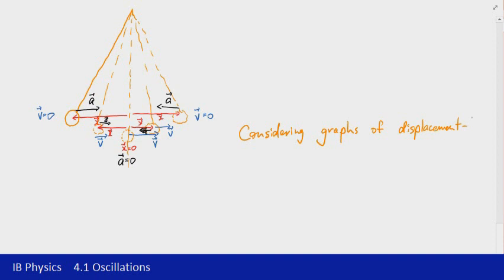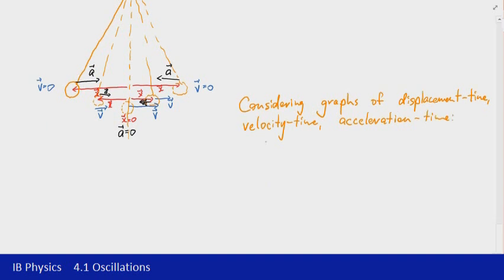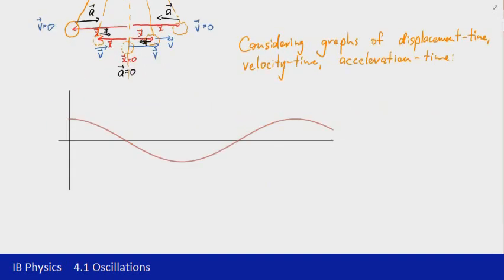velocity time, and acceleration time. So looking at those three graphs, we're going to use this diagram to at least start off looking at what's happening in each scenario, to then make sense of how these graphs are linked together. So first of all, we have displacement versus time. So time on the horizontal axis and displacement on the vertical axis.